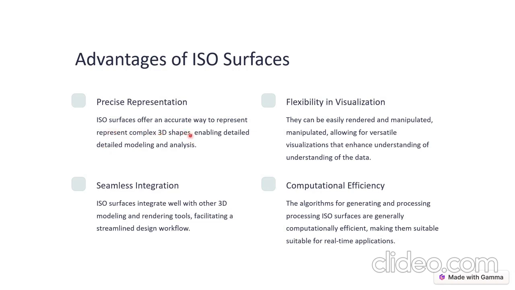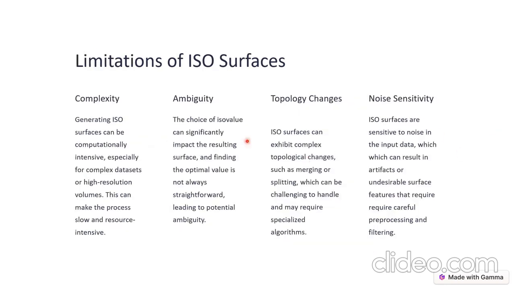ISO surfaces offer an accurate way to represent complex 3D shapes, enabling detail in modeling and analyzing. On flexibility in visualization, they can be easily adjusted and manipulated, allowing for versatile visualization. On seamless integration, ISO surfaces integrate well with 3D modeling and rendering tools. On computational efficiency, ISO surfaces are generally computationally efficient, making them suitable for real-time applications. It looks realistic. Now notice the limitations of ISO surfaces.